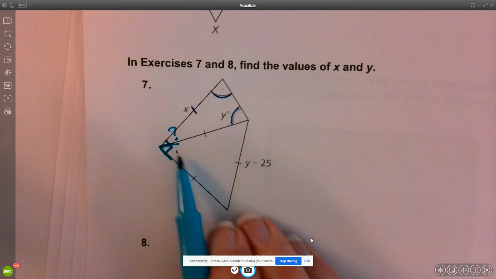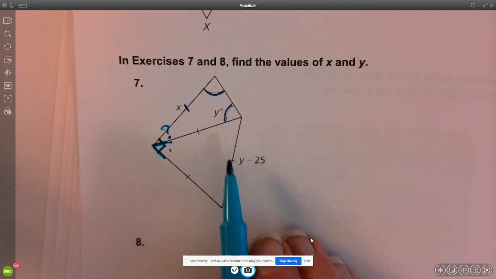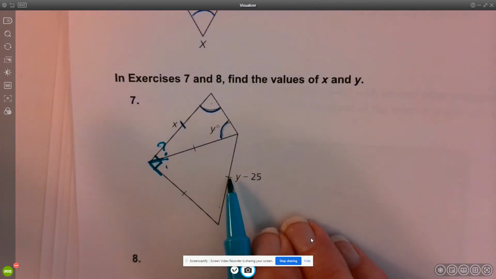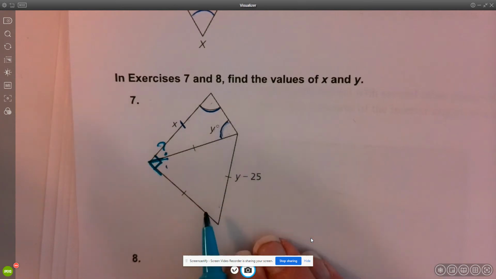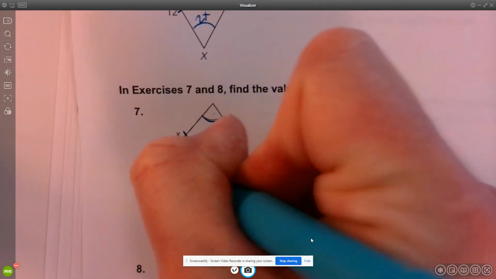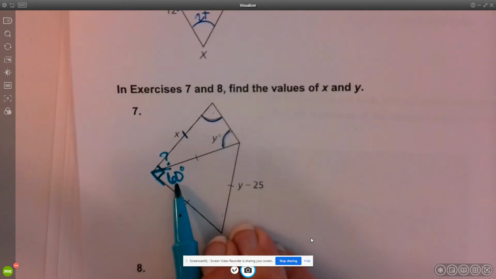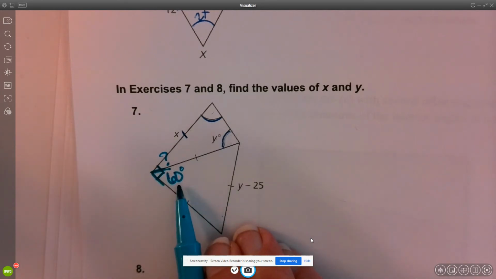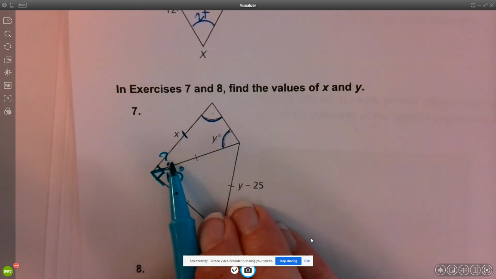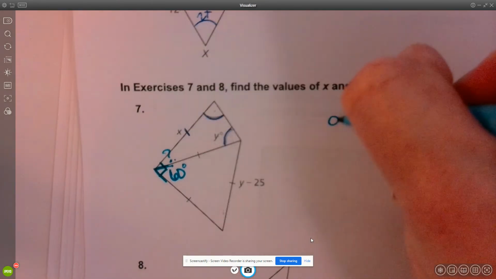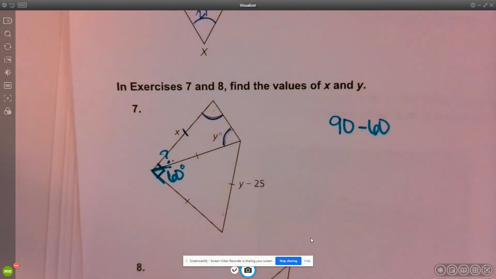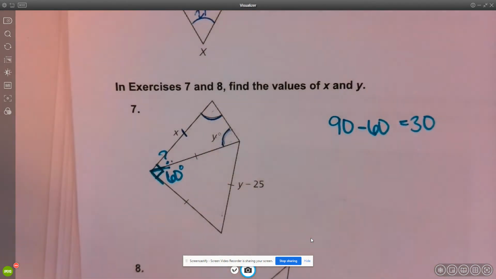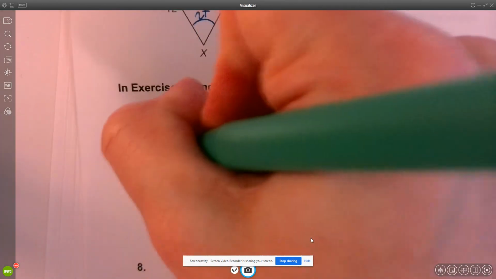If I look, this is an angle in an equilateral triangle. In lesson 5.4, we learned that all equilateral triangles have interior angles that are 60 degrees. So I'm going to put that in my picture. Well, if the larger angle is 90 and this angle is 60, I can now find this missing angle. I take the total 90 and subtract 60, and I've now found that this angle is 30 degrees.